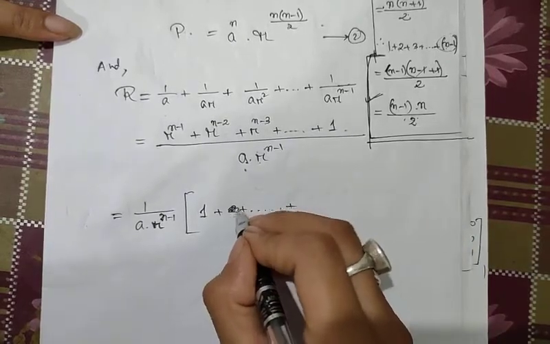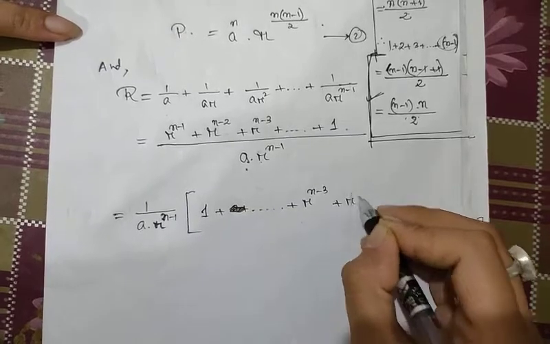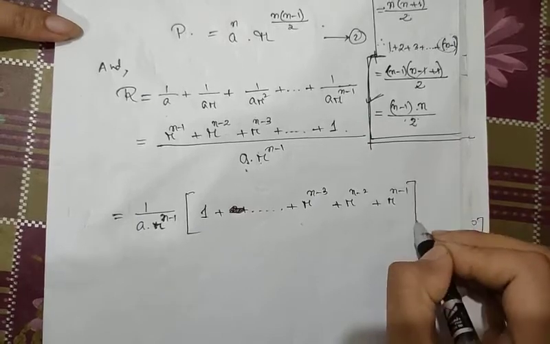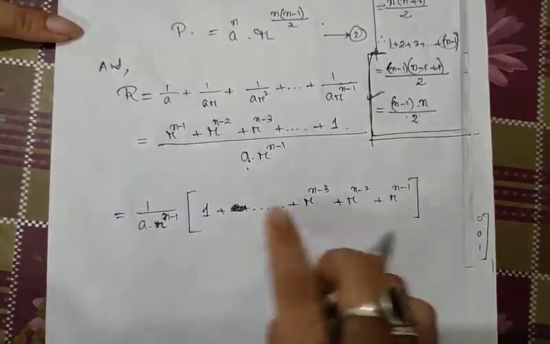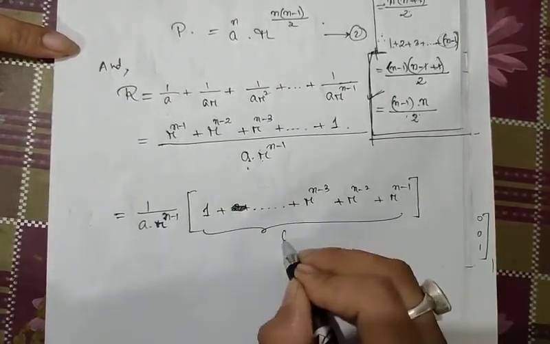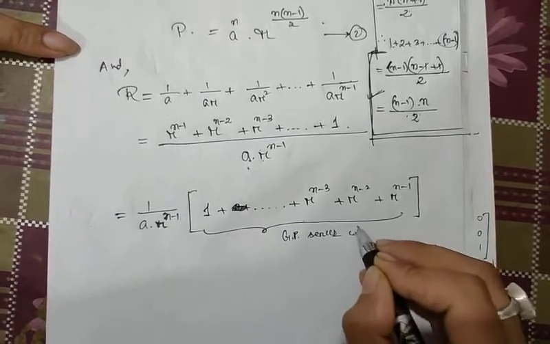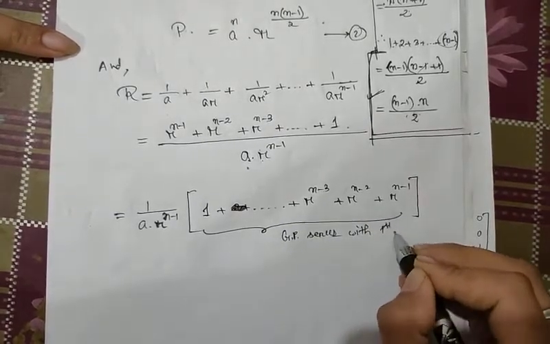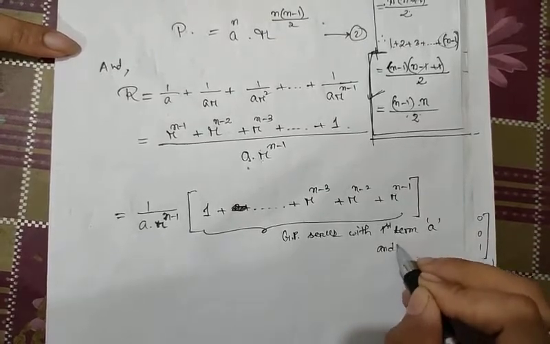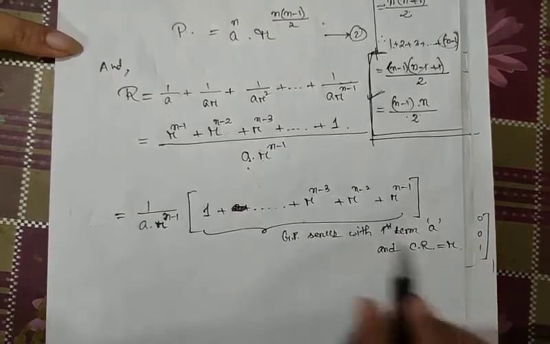r, goes to r to the power n minus 3 plus r to the power n minus 2 plus r to the power n minus 1. Now this is a GP series with first term a and common ratio r.